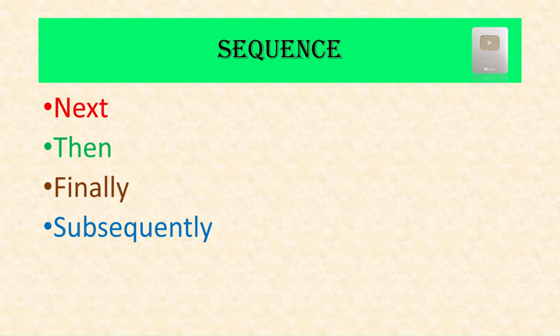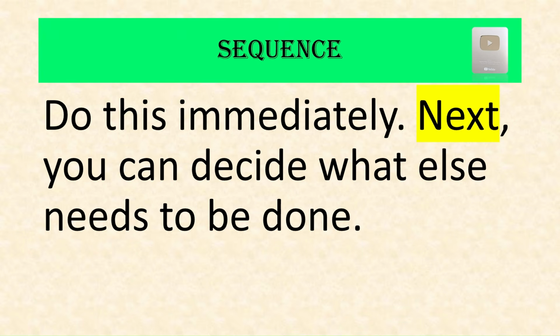Now we move to the third of the 5 types. Here it is sequence. The 4 examples I've taken are next, then, finally, and subsequently. Subsequently means after something. Let us now look at the examples. Do this immediately. Next, you can decide what else needs to be done.